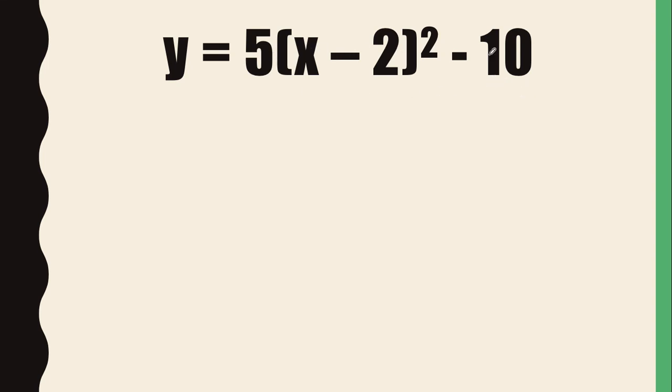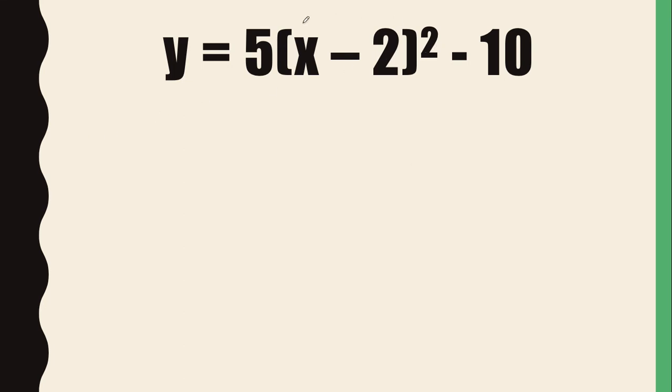I don't just randomly choose these numbers and make them into my standard form equation. No. I need to simplify this and break it down. To do that, I have to follow the order of PEMDAS. So x minus 2, I can't do anything with that. The next thing I'm going to do is the exponent. So I need to do (x minus 2) squared.